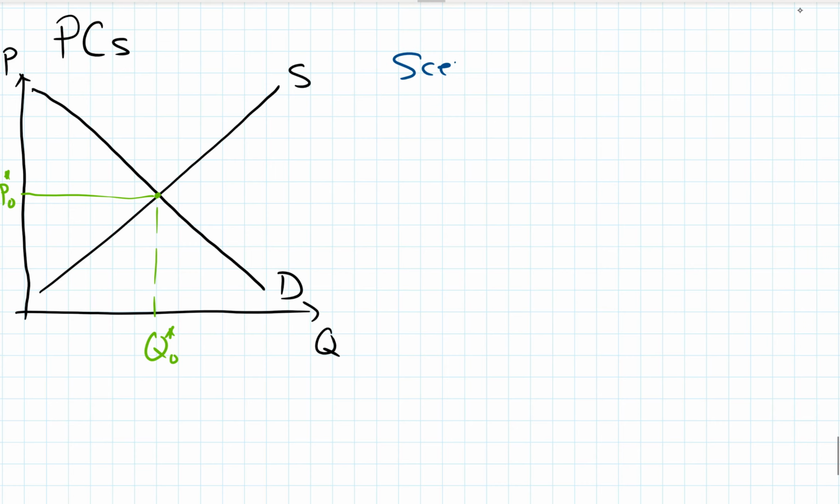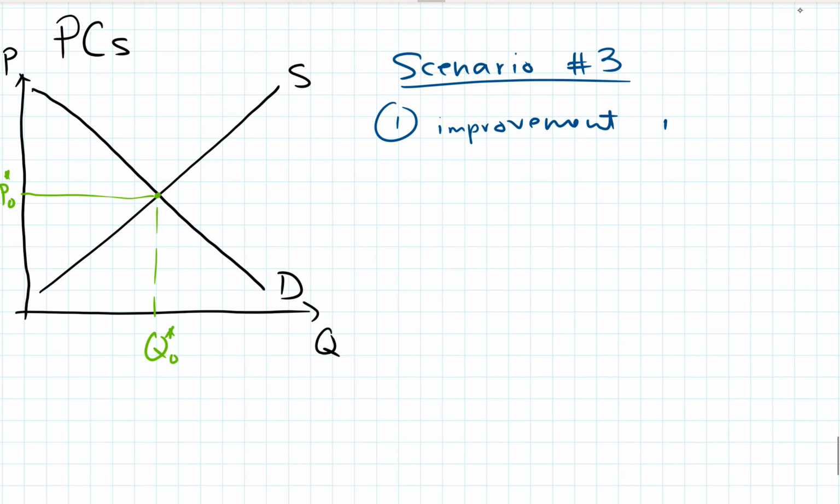Okay, so our scenario number 3 has two things happening. The first thing that's going to happen for this market is we got an improvement in production technology. This has totally happened. Production technology in the computer world has gotten better and better. Costs for making all the components have fallen. Over time, chips and screens and memory have just gotten cheaper and smaller and cheaper and smaller. So the production technology is getting better and better.